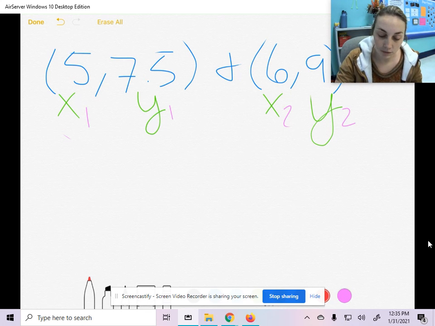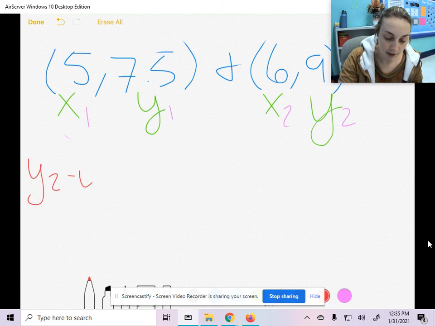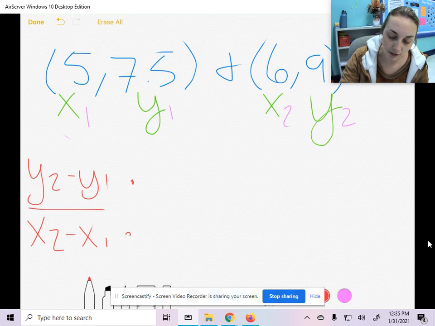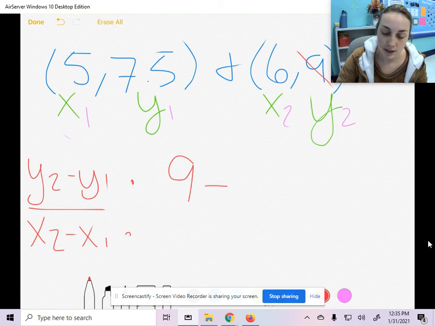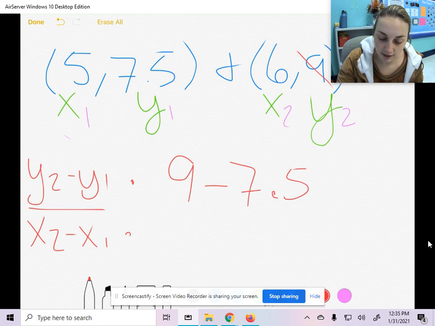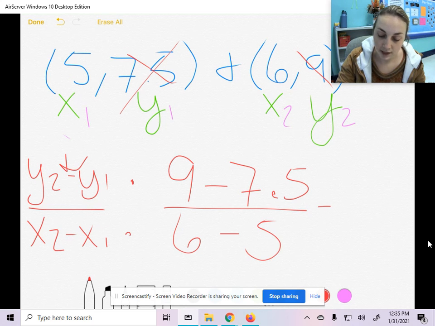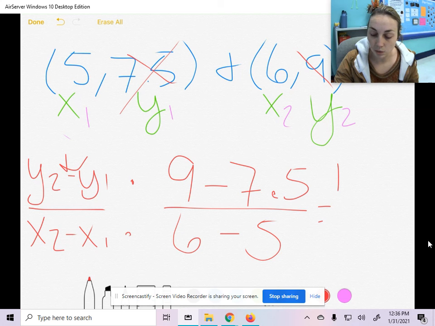The slope formula is y2 minus y1 over x2 minus x1. I need y2 first, so y2 is 9, so I'll put that down. Then I need y1, which is 7.5, and we are subtracting this because that's what the formula calls for. Then I need x2, which is 6, and then I need x1, which is 5, and now I can subtract. 9 minus 7.5 will give us 1.5, and 6 minus 5 will give us 1.